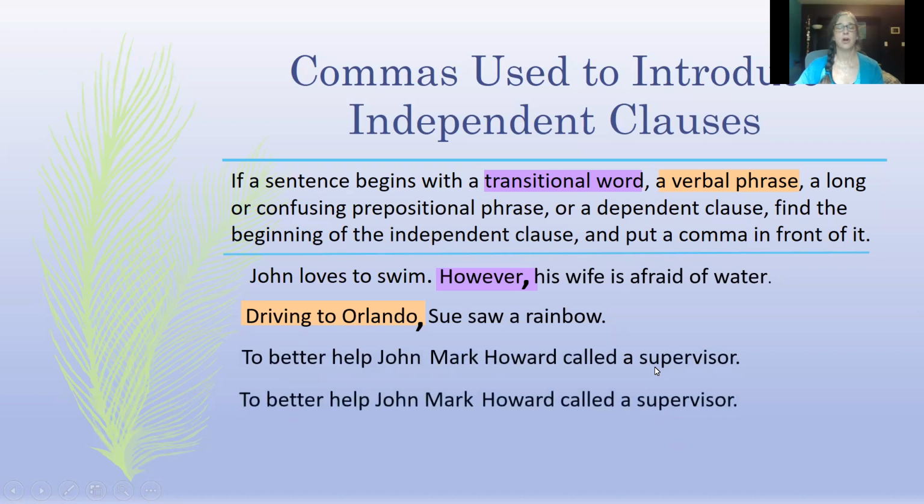And here we have long and confusing prepositional phrases. To better help John Mark Howard called a supervisor. Now, the person who wrote this knows where the independent clause began, but as readers, we have no idea, do we? Is the man's name Mark Howard? Is he the one who called a supervisor? Or was it Howard who called a supervisor? And was the other person named John Mark? We don't know. So when you're writing, make sure that you don't confuse your readers. Could be either one.